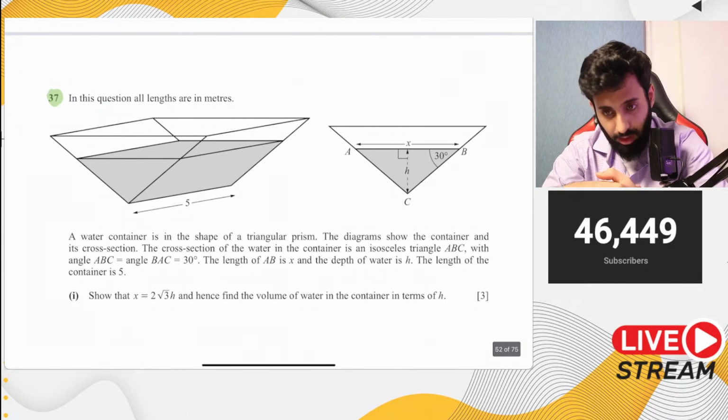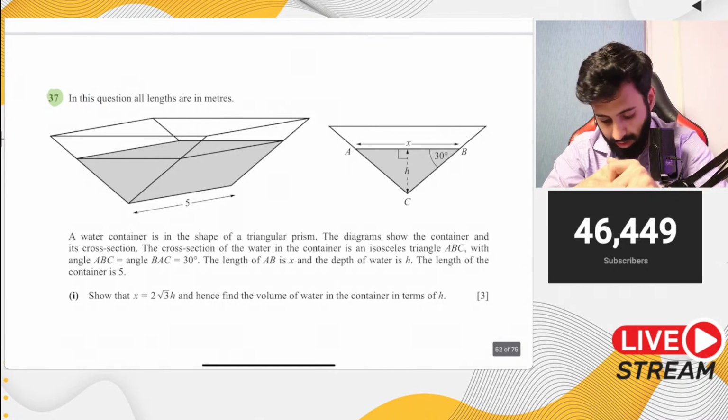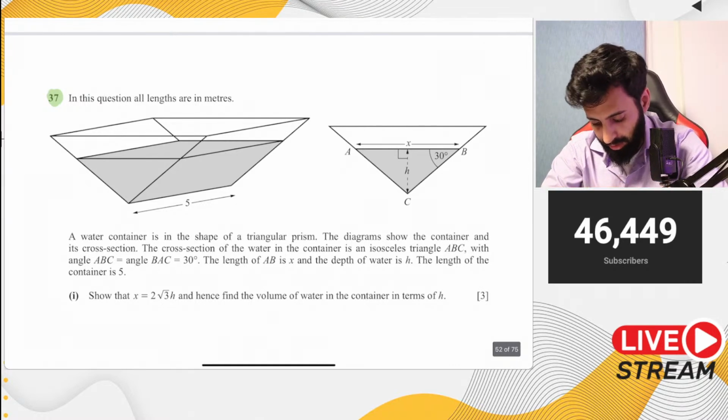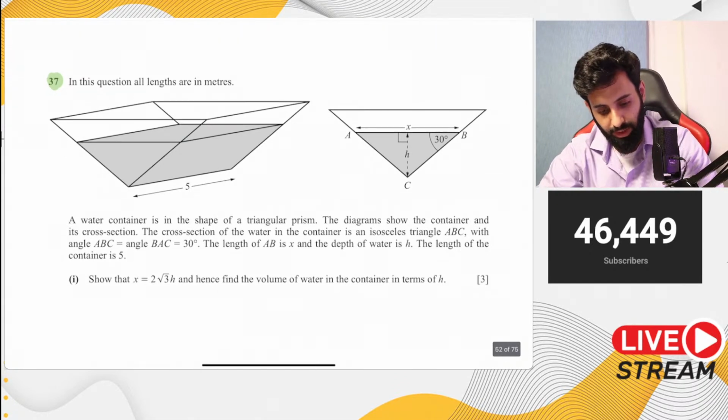Okay, then let's see what it says. The length AB is x and the depth of the water is h. The length of the container is 5. Show that x is equal to 2/3 of h. And hence find the volume of the water in the container in terms of h. Okay, so first of all, we need to find out the value of x.